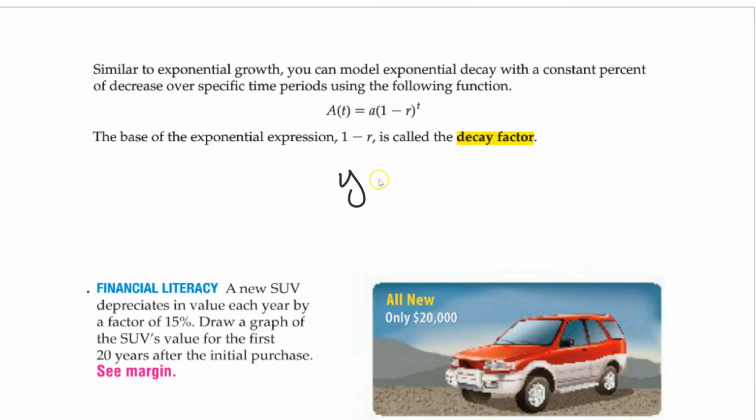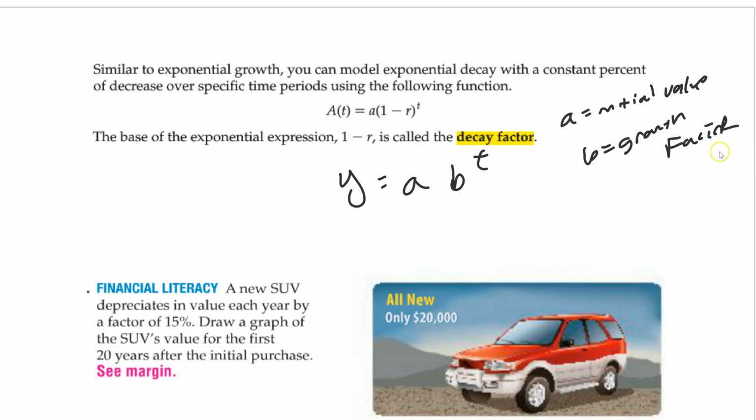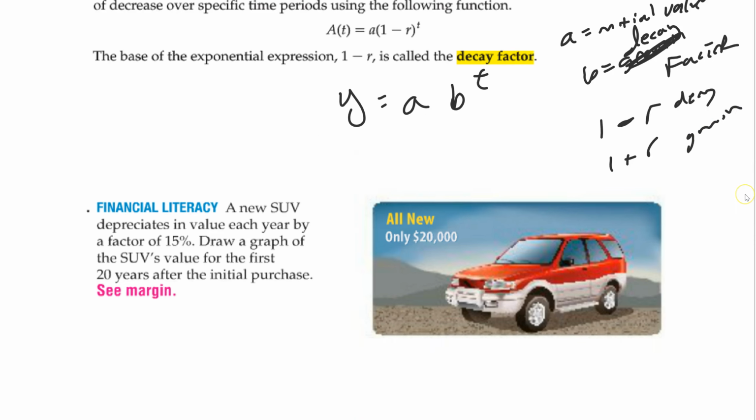Same idea, we do the exact same way as before. A is the initial value. B is the growth factor, or in this case it's called the decay factor. Growth or decay factor, I could say sometimes. You always start at 100%. If it's a decay factor, you lose your R. If it's a growth factor, you gain your R. And T is time. Other than that, we do the exact same way.